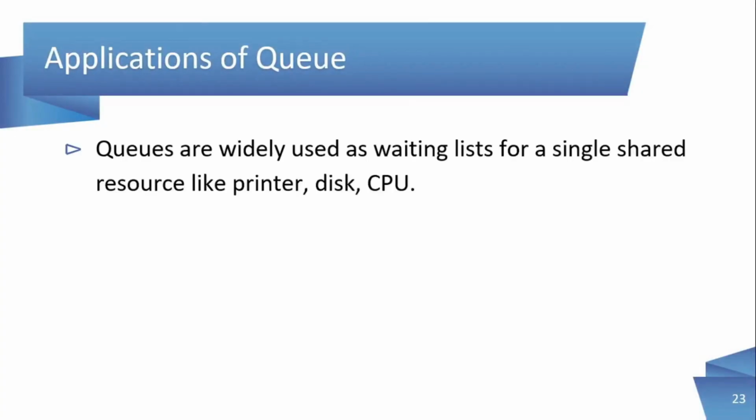Applications of queue. Queues are widely used as waiting lists for a single shared resource like printer, disk, or CPU. Queues are often used in asynchronous transfer of data, where data is not being transferred at the same rate between two processes. For example, pipes, file I/O, and sockets.